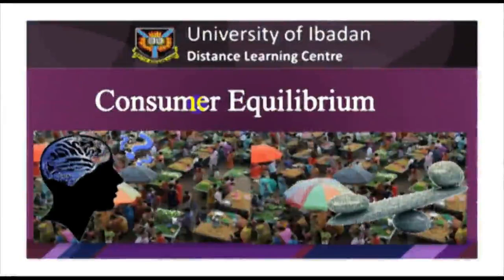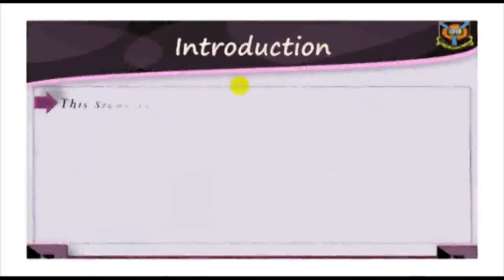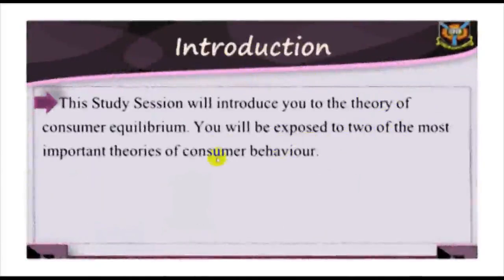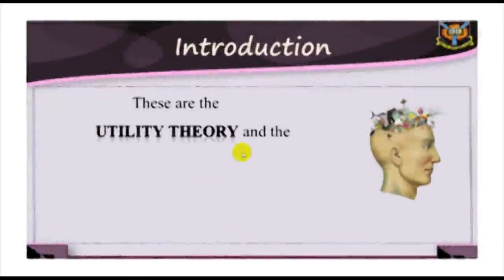Welcome to Echo 201, Study Session 4, Consumer Equilibrium. Introduction. This study session will introduce you to the theory of consumer equilibrium. You'll be exposed to two of the most important theories of consumer behavior. These are the theory of utility and the theory of indifference curve.